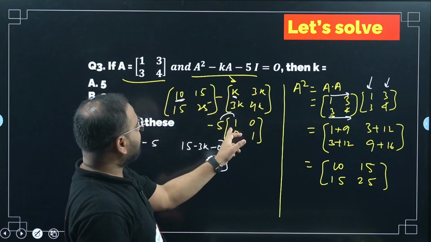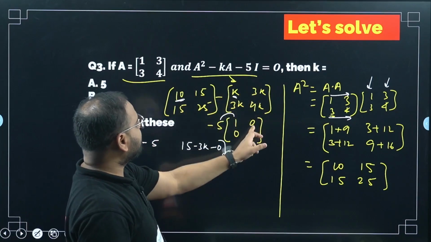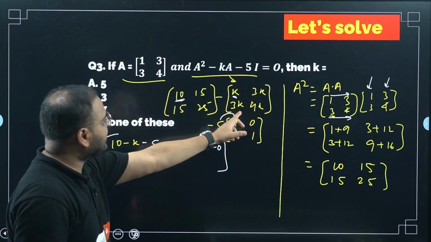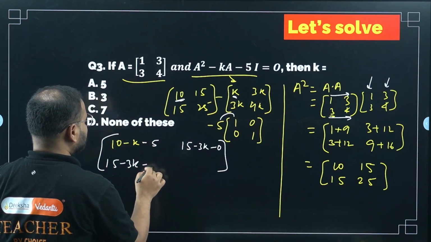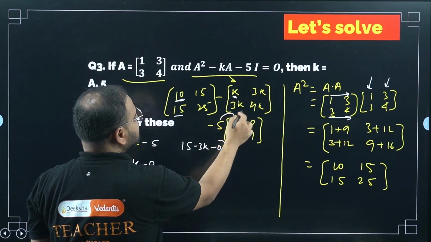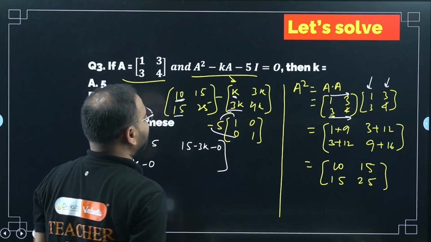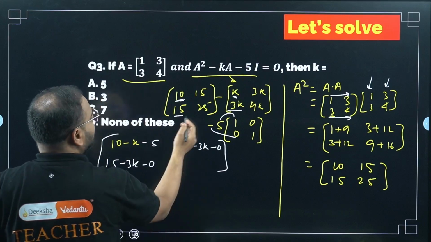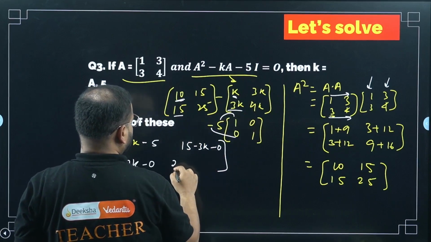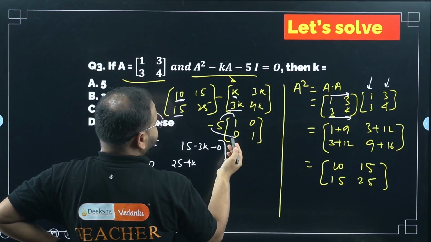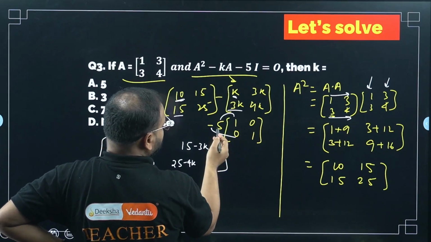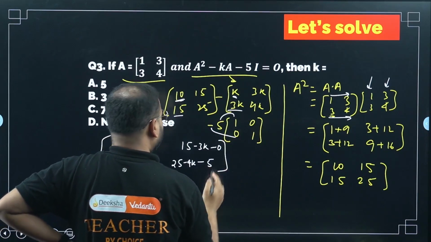10 minus k minus 5. 15 minus 3k minus 0. Next, again 15 minus 3k minus 0. Why, sir? 15 minus 3k is here and minus 0 is here, because 5 into 0 is 0 only. Next what? 25 minus 4k, minus 5, because 5 into 1 will become 5. So minus 5. What is the answer?